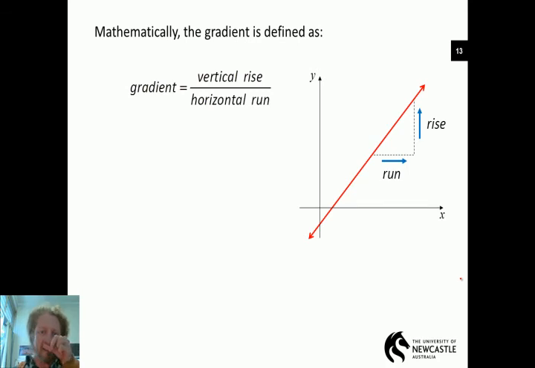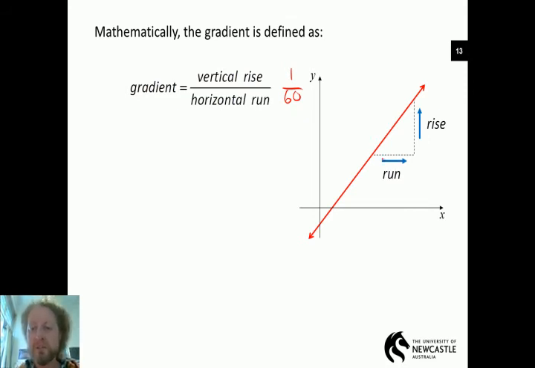Now the gradient itself is defined as vertical rise over horizontal run. Like that train track I was talking about before, if I wanted to get up 1 metre, I needed to go along for 60 metres. That's why I called it a 1 in 60 in old-fashioned sense, is a 1/60th gradient. So it's always a vertical rise over a horizontal run.